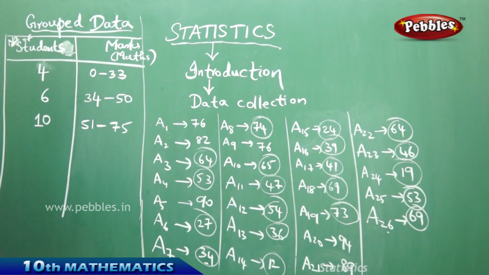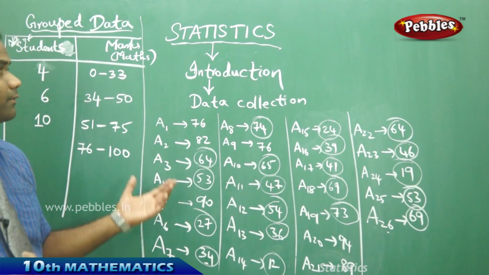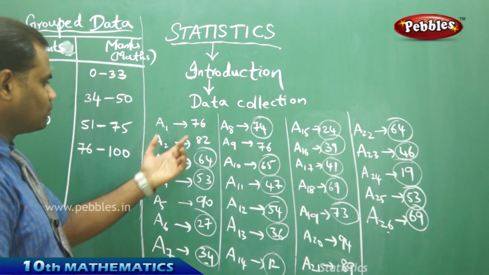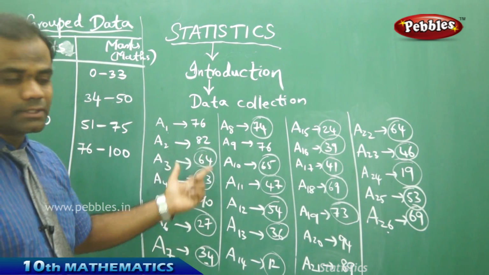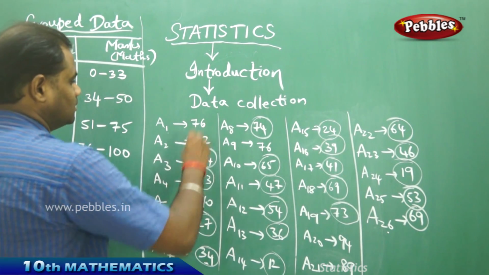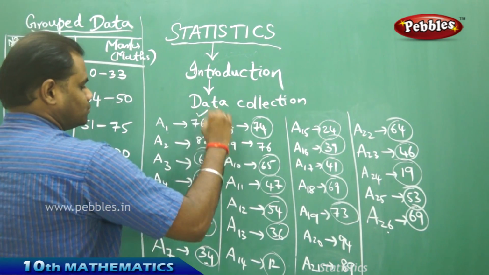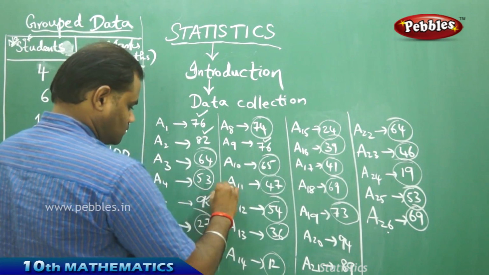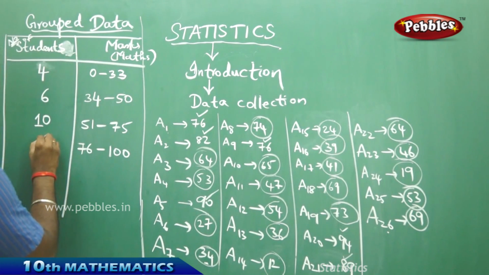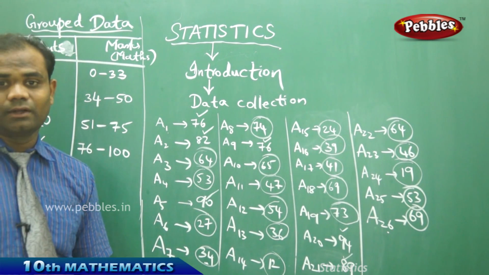To continue, next I would like to see how many students got marks between 76 and 100, and I count them. The remaining uncircled marks are the marks which range from 76 to 100, as can be clearly seen here. That is 1, 2, 3, 4, 5, 6. So there are 6 in number which range from 76 to 100.